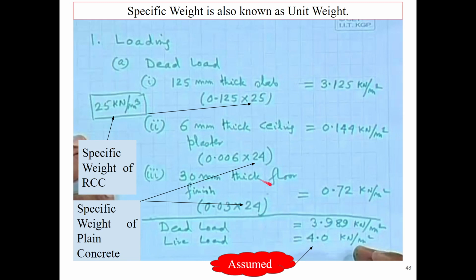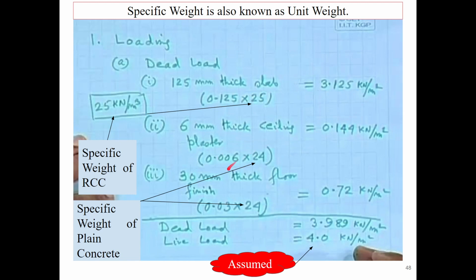Here we are considering the dead load for the slab only, because the others are negligible as compared to the slab. So if you see the dead load, for the slab it will be 0.125 into 25, which is 3.125 kilonewton per meter square.